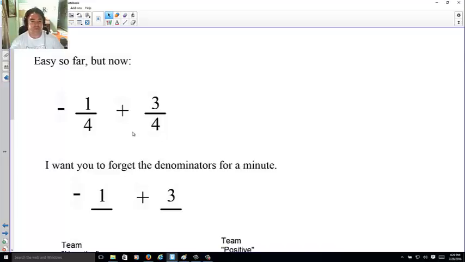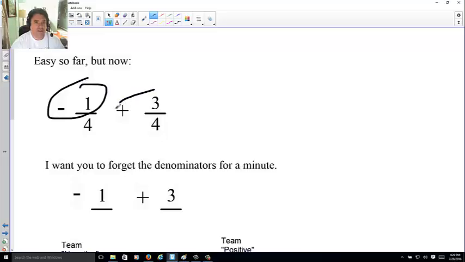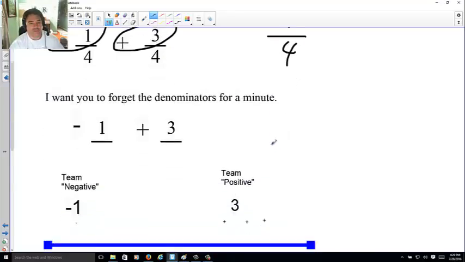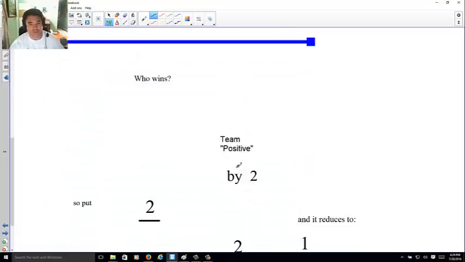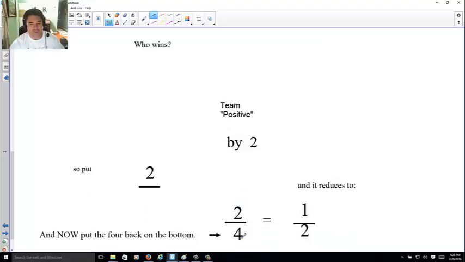Easy so far, but now I have -1/4 plus 3/4. They're both being divided by 4, so we have -1 and +3. That's how I want you to look at it. Team negative has a 1, team positive has a 3. Who has more? Team positive. By how many? I hope you know it's 2. Still being divided by 4. Shown here, 3 beats 1 by 2, and then 2 over 4 equals 1/2.